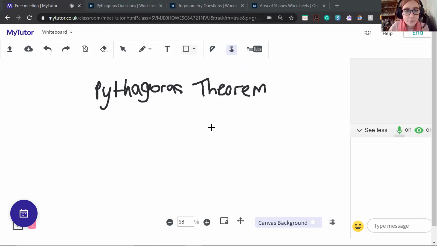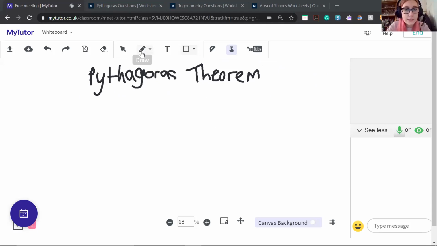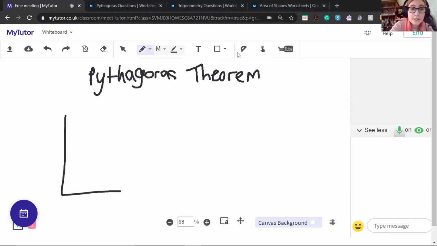So what this says, we're going to draw a triangle. Now, Pythagoras' theorem only works on right-angled triangles. That's really, really important. The first two things that we're doing today, Pythagoras and Sohcahtoa, both only work on right-angled triangles, where one of the angles is 90 degrees. You can only use it for that.